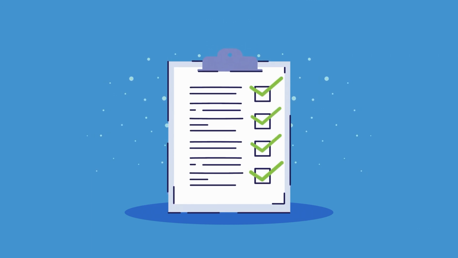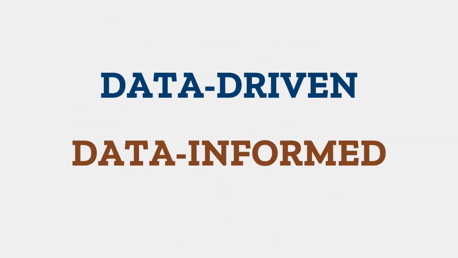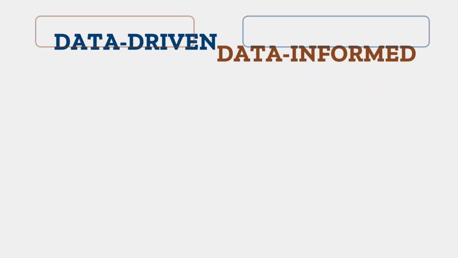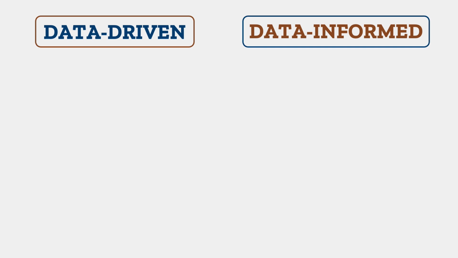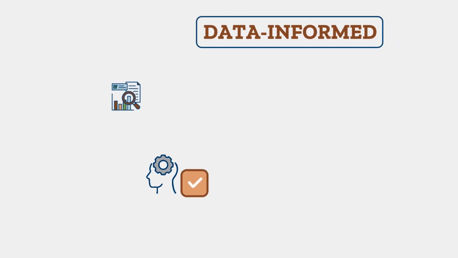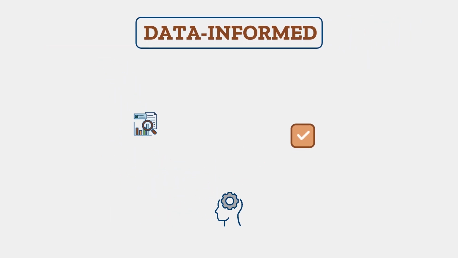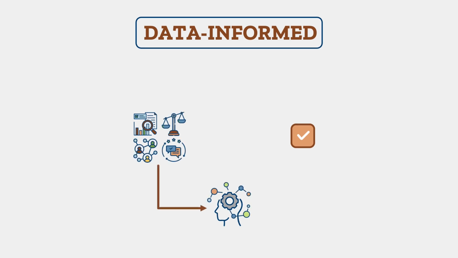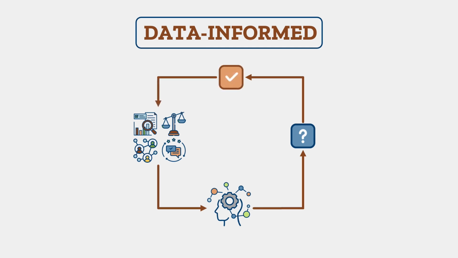Before diving into the DIG framework itself, let's clarify an important distinction: the difference between data-driven and data-informed. While these terms are often used interchangeably, they represent two fundamentally different approaches to decision-making. A data-driven approach relies entirely on quantitative data to make decisions. A data-informed approach, on the other hand, values quantitative data but also takes into account qualitative insight and human judgment. As trustees, a data-informed approach empowers you to ask not just what the data says, but why it matters, how it aligns with institutional priorities, and what the broader implications might be.